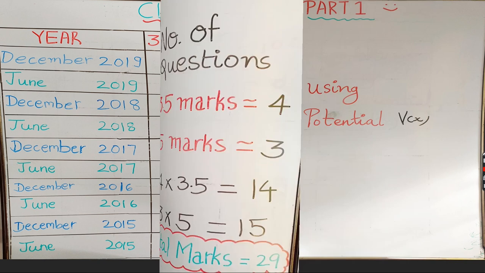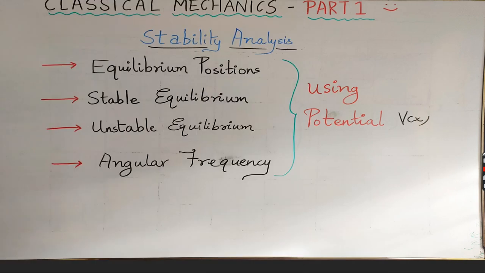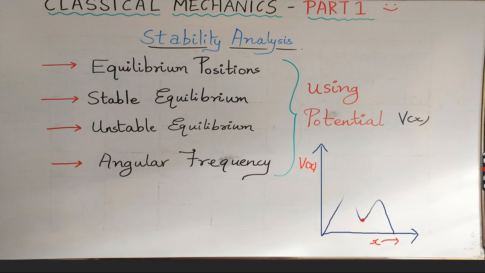So let us start. Under stability analysis, we are going to find the equilibrium positions, stable equilibrium points, unstable equilibrium points, and angular frequency. All these are going to be done using the given potential, V of x. I have drawn a graph of V of x versus x. Let me say what these 2 points are.